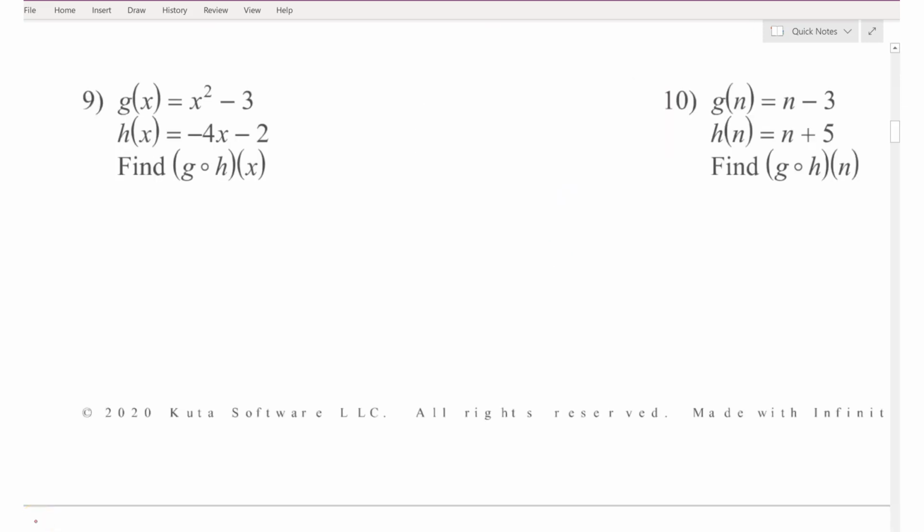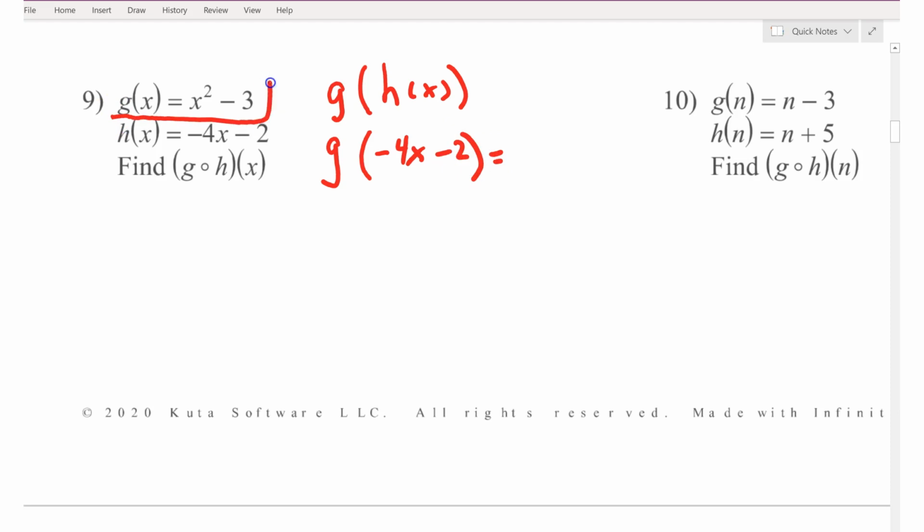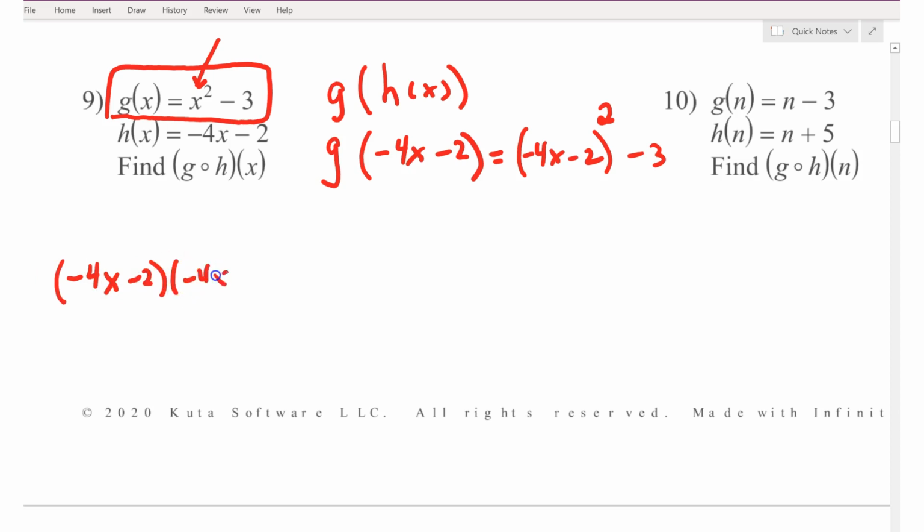Number 9, we have g of x and h of x, and we have g of h of x. So our input will be negative 4x minus 2. So we're going to look at g. Remember, this right here is going to be the input. So you have parentheses minus 3. Remember, the input has to be squared. So you have negative 4x minus 2. So now we're going to have to do some work. We're going to do the FOIL method. We have negative 4x minus 2 times negative 4x minus 2.